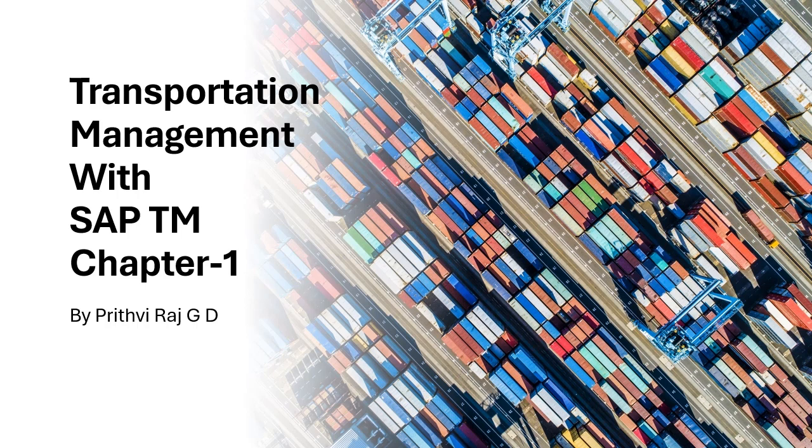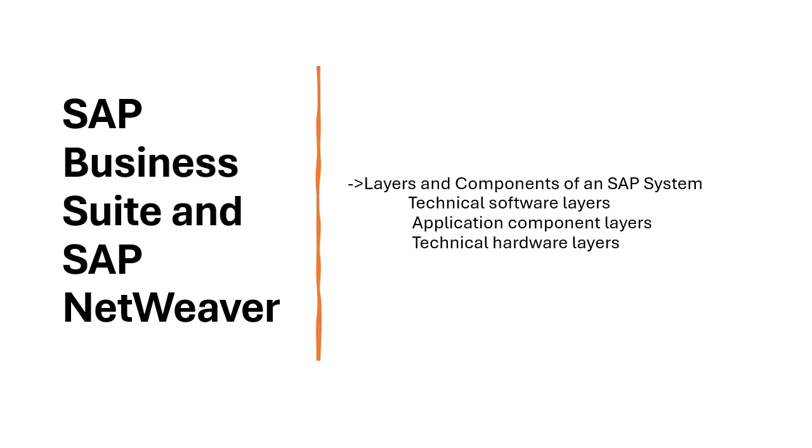Hey, in this video, I'll be explaining Chapter 1 in transportation management using SAP TM. The SAP Business Suite is a fully integrated set of business software applications designed for organizations to handle end-to-end business processes like transactional planning, execution, and documentation. Its flexibility and configurability make it adaptable to various business needs, which ensures seamless process execution and cost saving.